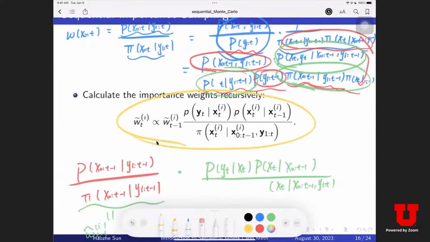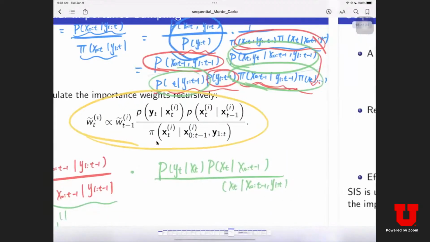This WT tilde is approximately the WT minus 1 tilde times this equation, right? And if you do not understand, if I do not prove it clearly, we can discuss it after the meeting. Yeah. All right.